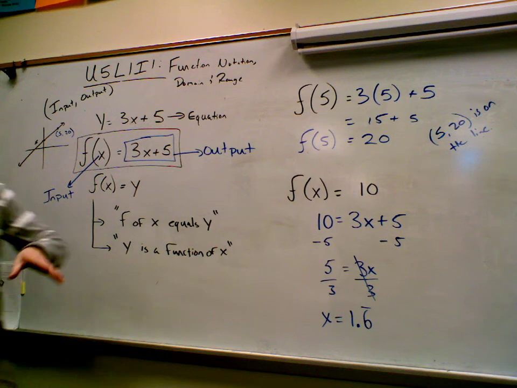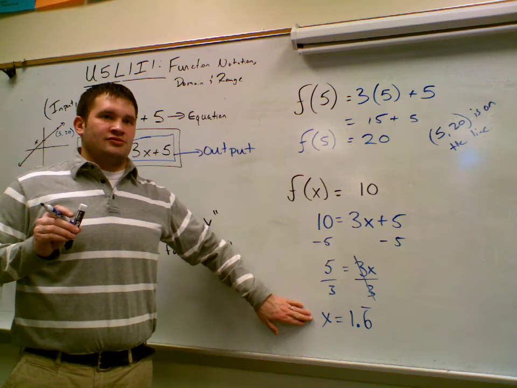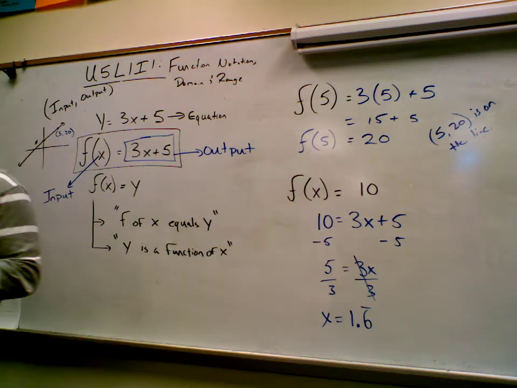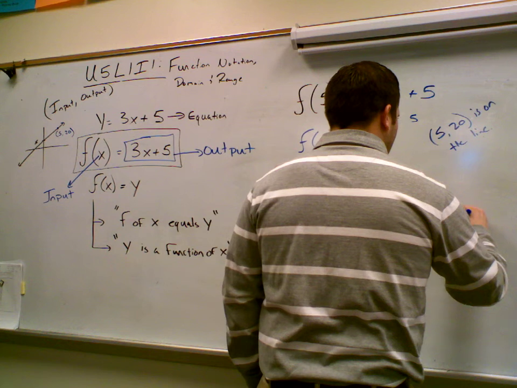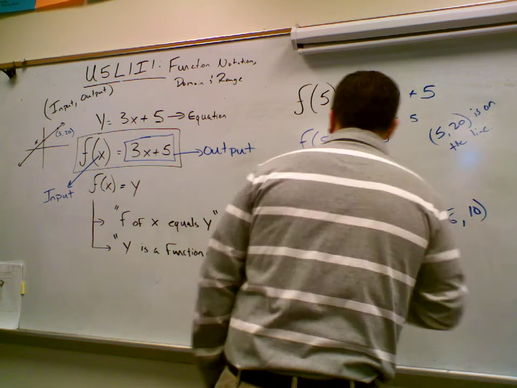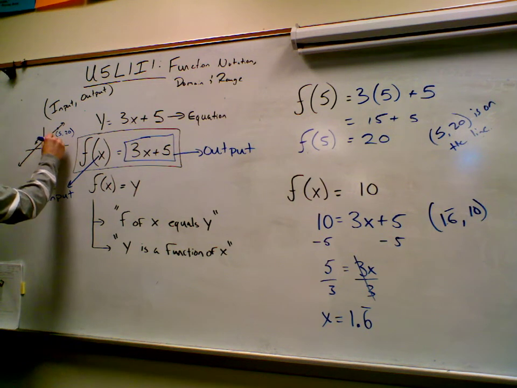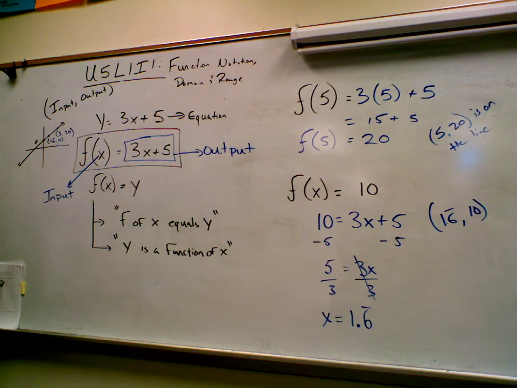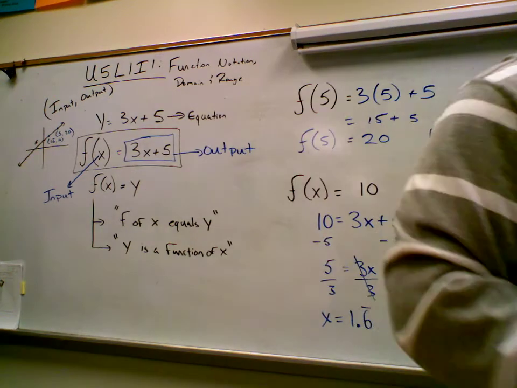And what that shows me is that this input has one output. And it is 10. Does that make sense? So where would I find 1.6 comma 10? On the line. Right? Means 1.6 comma 10 is somewhere in here on the line. Right? Because it's a function. Okay. Any questions about that? Are there any questions? No? Okay. On to the next thing.